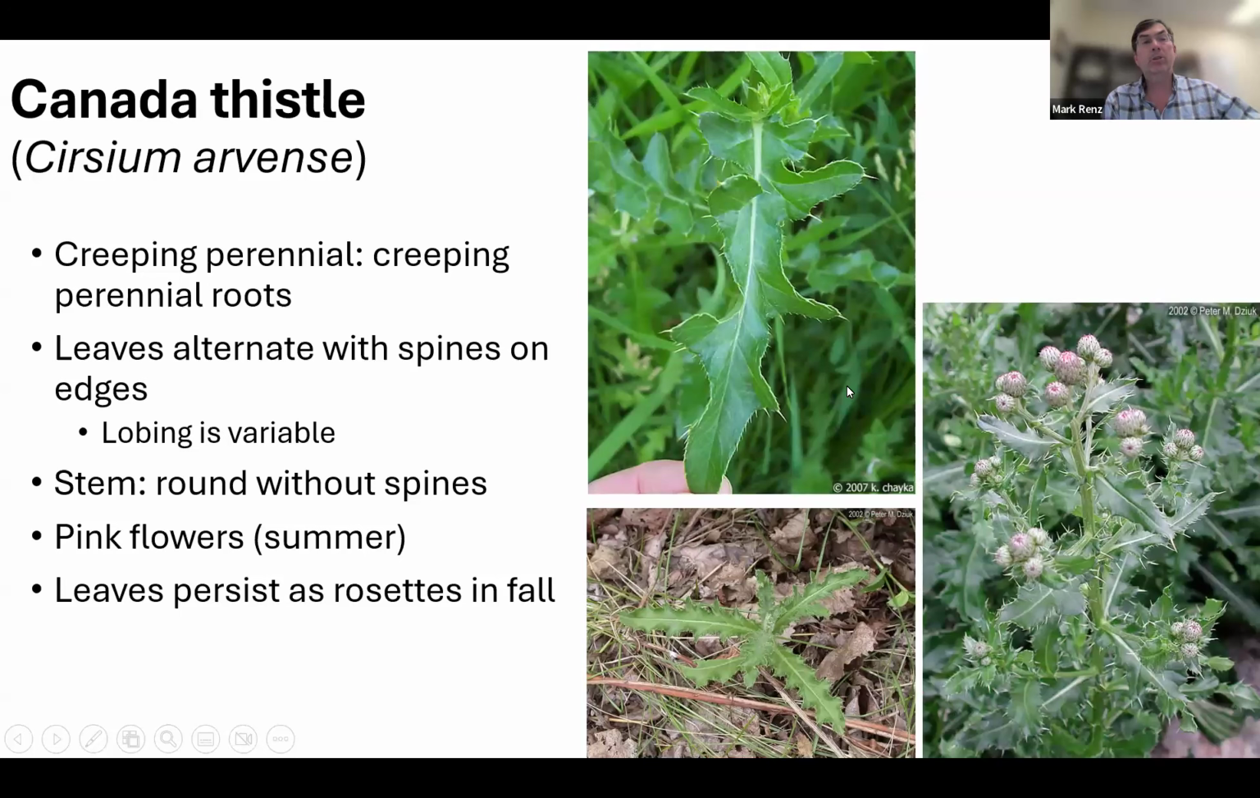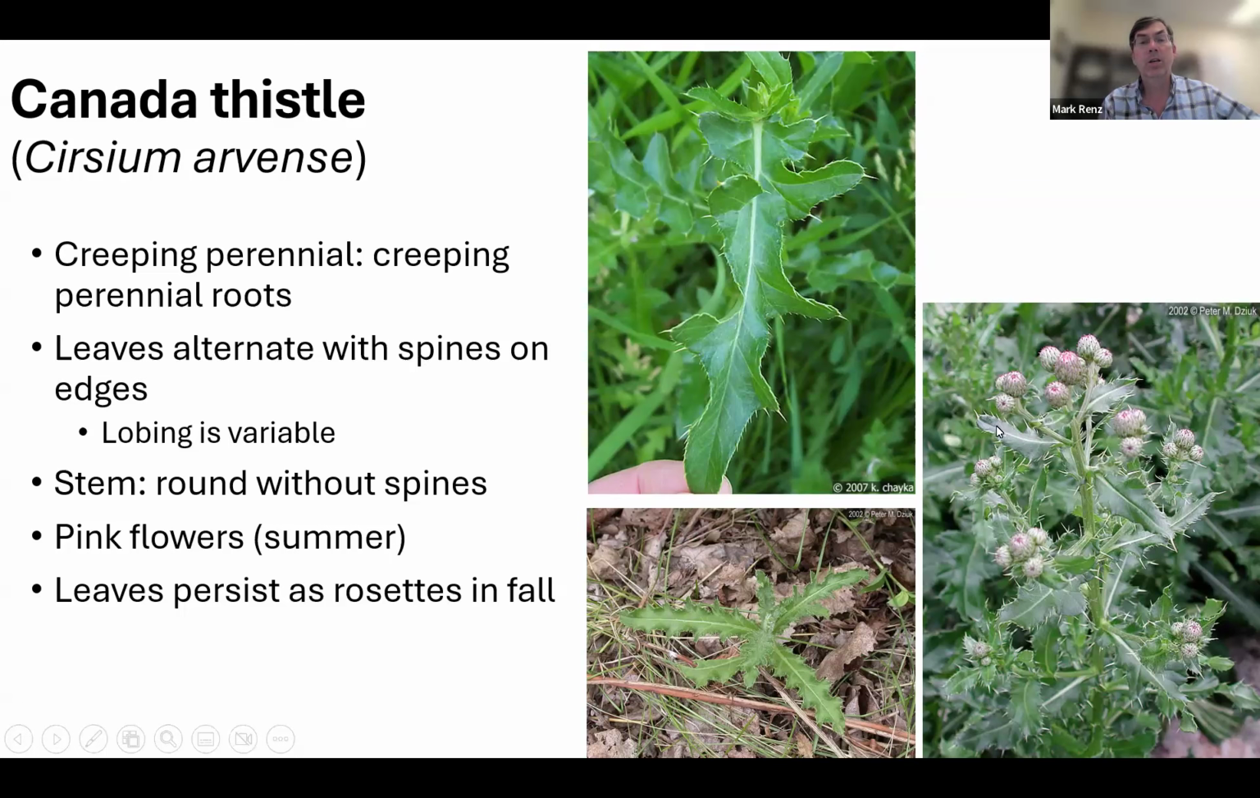Okay, let's jump into it and talk about Canada thistle, Cirsium arvense. It's a creeping perennial, has creeping perennial roots. This is what the leaves look like. They'll have this lobing on the leaves. This lobing can be quite variable depending on the species, the variety or cultivar and the time of year, but all of the tips of the lobes will have one small yellow spine. However, if you look at the stem, it does not have spines and it's round. A lot of times the leaves wrap over them, so you have to look closely to see that.